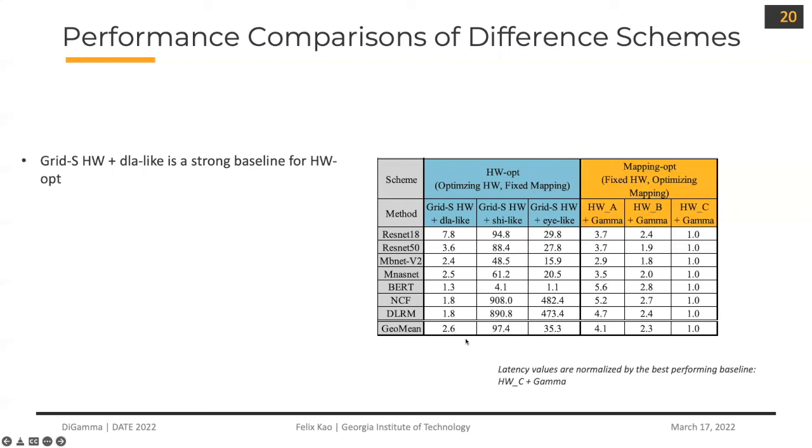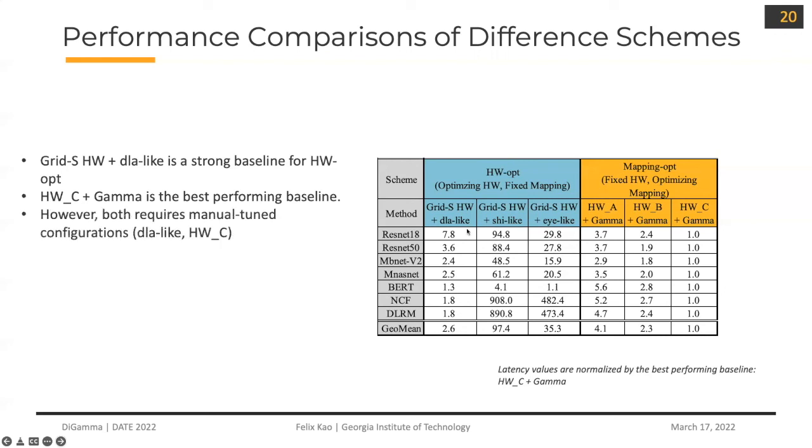Then we explore mapping opt. We can see that one of the configurations of fixed hardware plus an optimized mapping search strategy could achieve the best performance in the mapping opt group. The grid search hardware plus DLA is the best in hardware opt, and hardware C plus GAMMA is the best in mapping opt. Both of them have good performance, but the constraint is that they require manually tuned configurations.